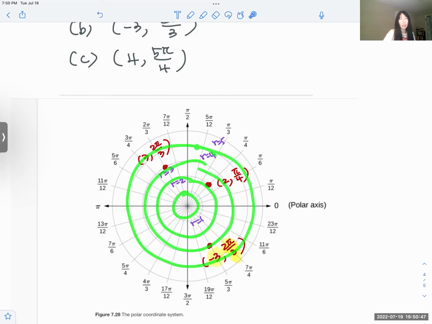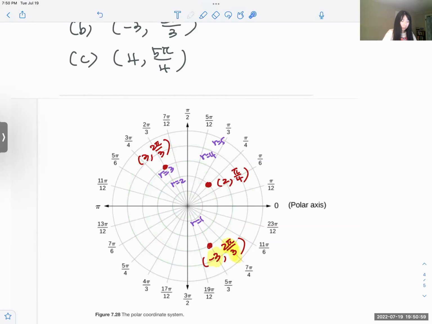Okay, the last one, 4, which is 1, 2, 3, 4. The radius is 4, and 5 pi over 4. 5 pi over 4 is here, right? This plot is done. Let me write it down: this is (4, 5 pi over 4). Okay, that's it.